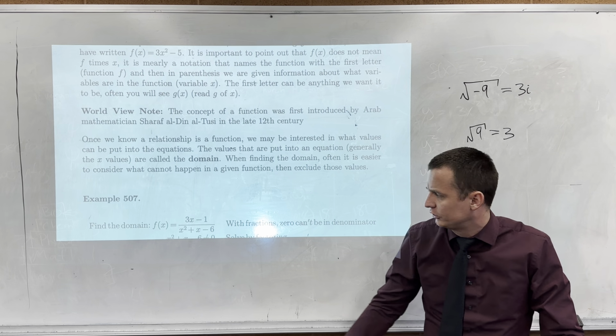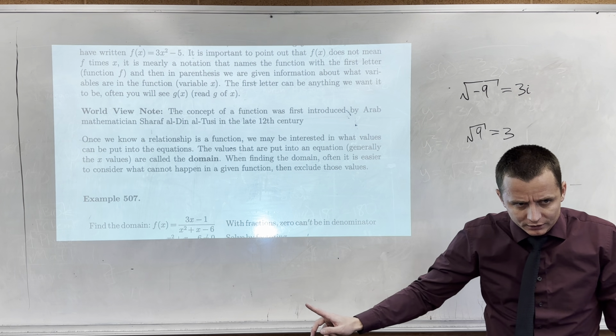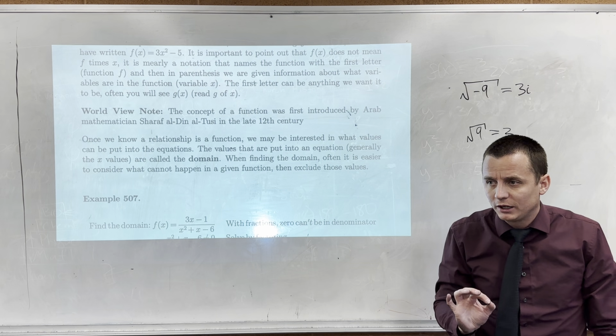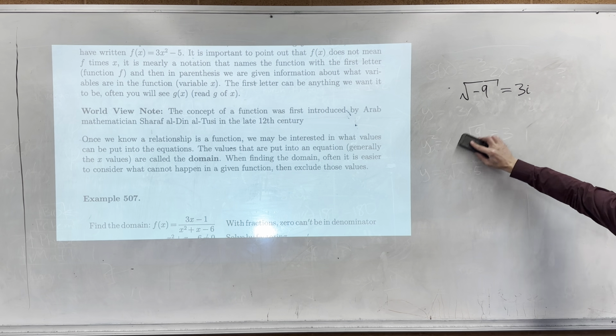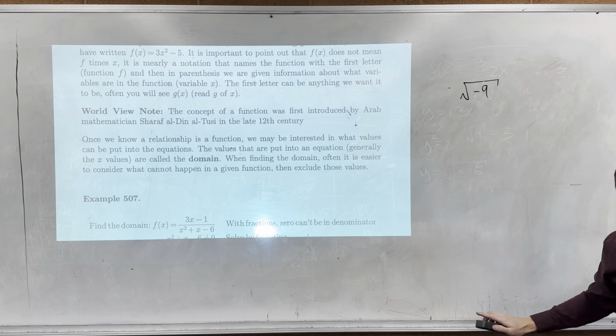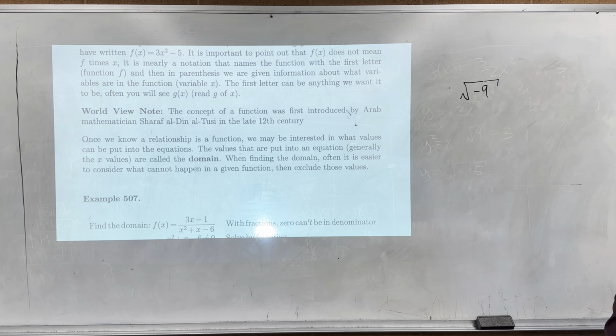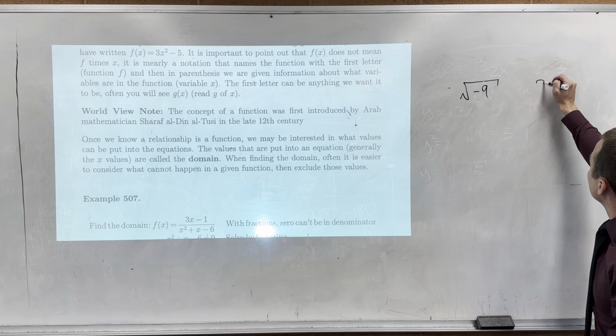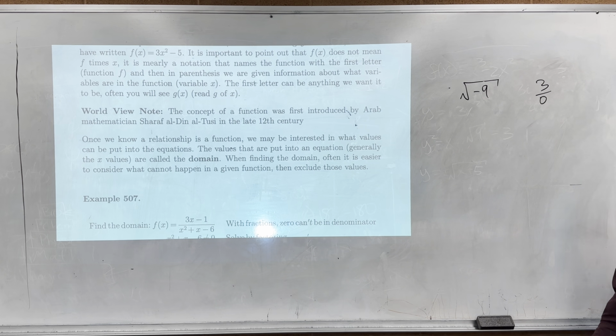When we say a domain of a function, we're saying what x values can I plug in? So there's only 2 things you have to watch out for. You can't plug in x values that make you take the square root of a negative number, because the square root of a negative number is not real. The other type of x value you can't plug in is an x value that makes you divide by 0. What's 3 divided by 0? Can't. It's undefined. It's not 0, it's undefined.